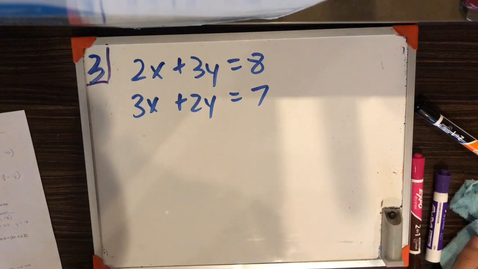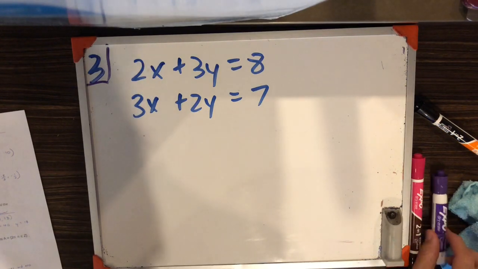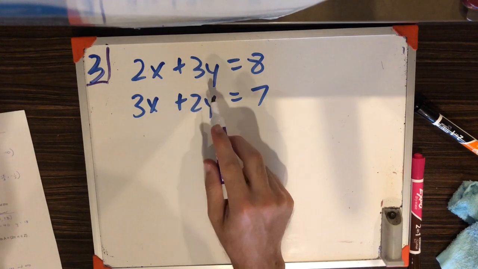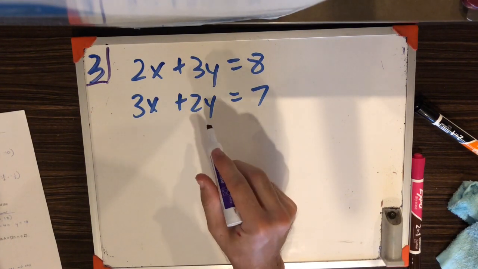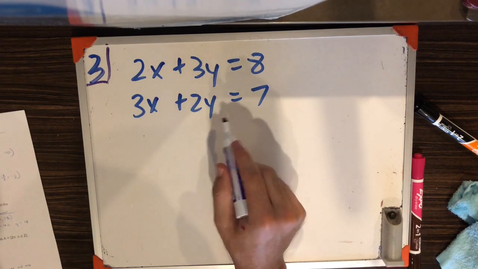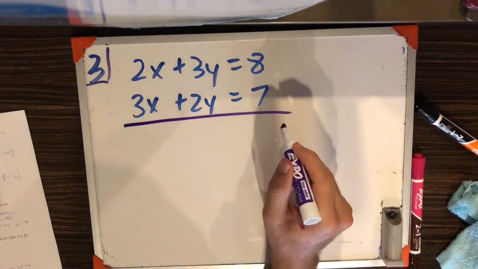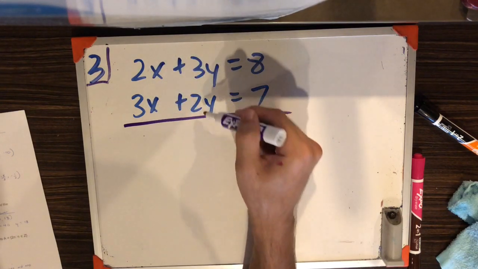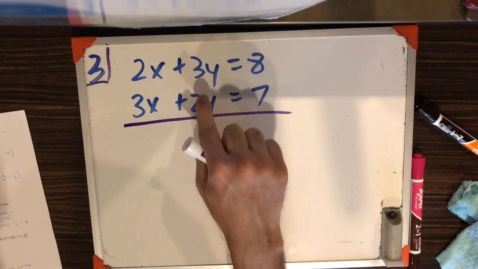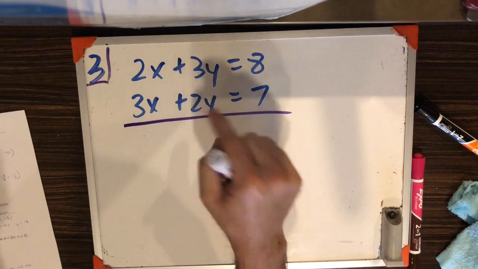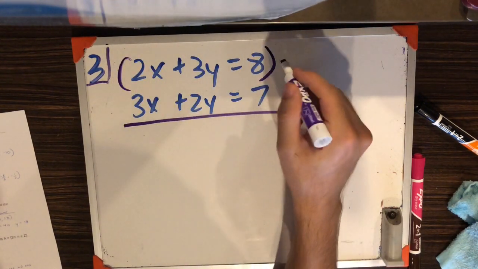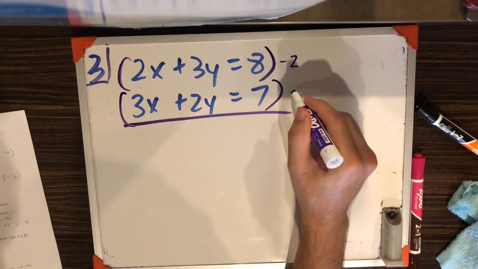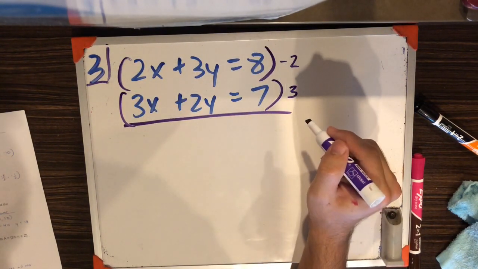All right, so number three, again, I think the best way to do this is elimination, right? Substitution would be a little too messy. Let's do elimination and let's figure out how we can eliminate some of these terms. Let's try to knock out our y's, right? So 3y and 2y, we can multiply this one by a negative 2. We can multiply this one by a positive 3.